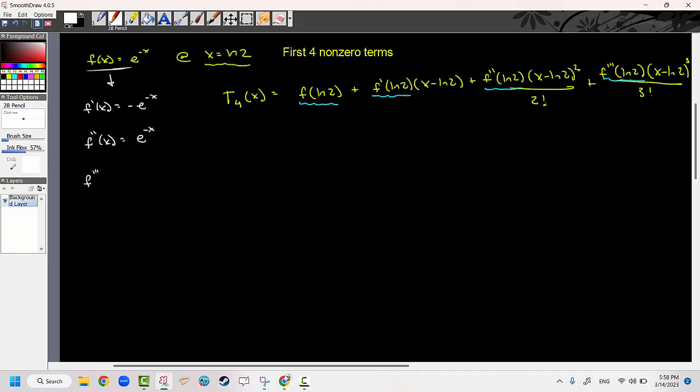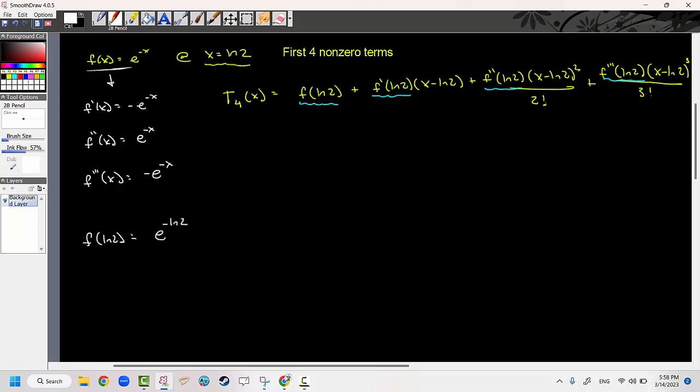F triple prime is going to be negative e to the negative x again, one more time for chain rule. So I've got 1, 2, 3, 4, 1, 2, 3, 4, I'm matched up. So now let's go and find out what the derivatives are at those exact moments in time. So that's going to be f of ln2. Well, what is that? That's e to the negative ln2.